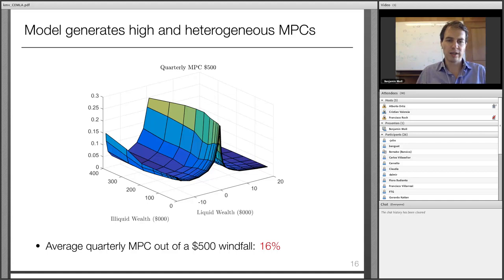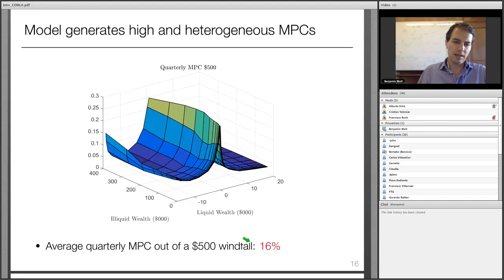So first thing is the number on the bottom, okay? The MPC that we get in our model here is 16% on average, over a quarter out of this $500 windfall. Again, over a year, this is obviously higher. So this gets quite close to what the empirical literature finds. More interestingly to us is that this aggregate number actually masks a lot of heterogeneity, okay?